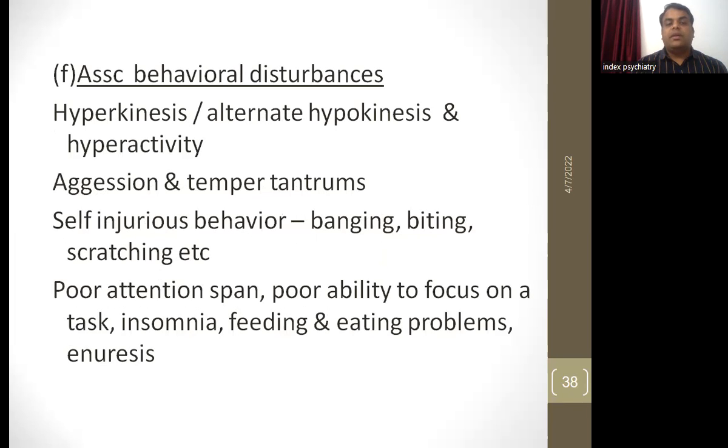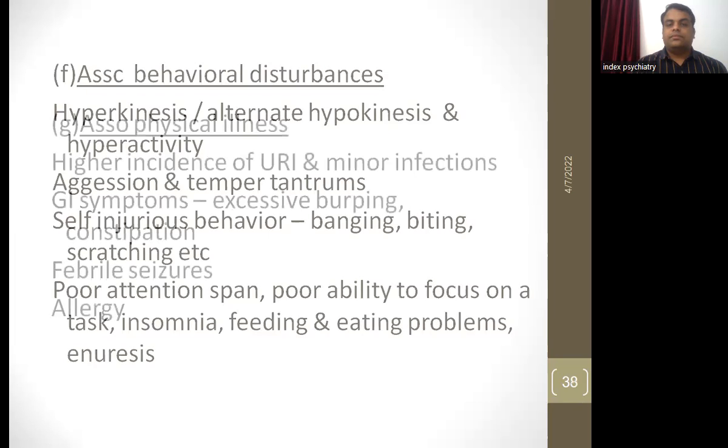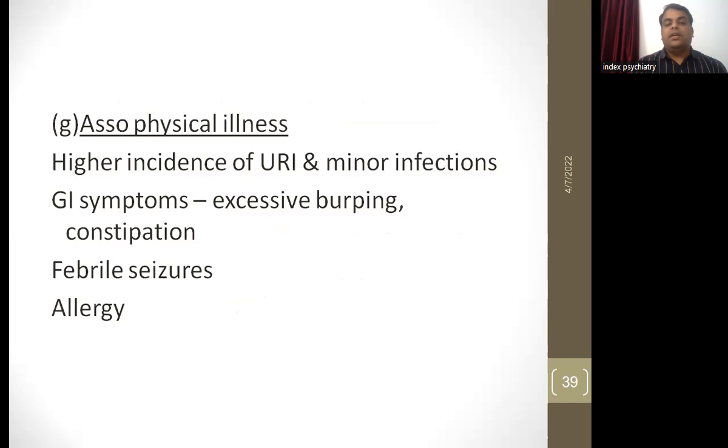Associated behavioral disturbances may be there: hyperkinesia, aggression, temper tantrums, self-injurious behavior like banging head, biting, scratching, etc. Poor attention span, poor ability to focus on a task, insomnia, feeding and eating problems. Associated physical illness: higher incidence of URI and minor infections like GI symptoms, excessive burping, constipation, febrile seizures, allergies.